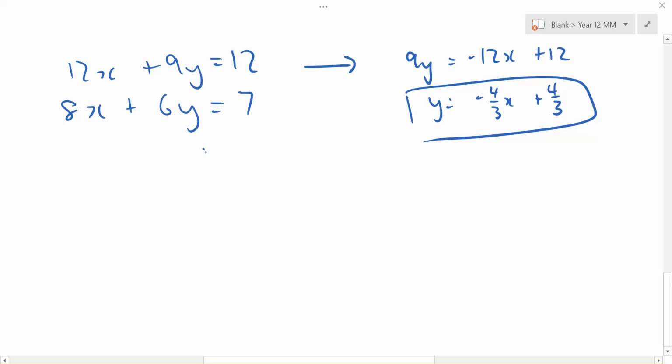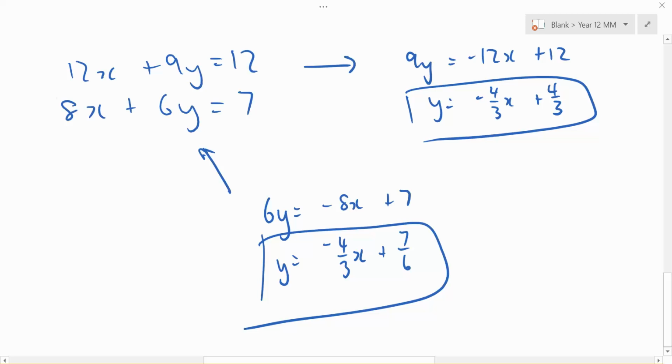Okay, and then the second one, we check as well. We say, all right, if I rearrange the equation, you get 6y equals negative 8x plus 7, and then y is equal to negative 8 on 6, which is negative 3 on 2. No, wait. Negative 4 on 3, x, and still testing. And then plus 7 on 6.